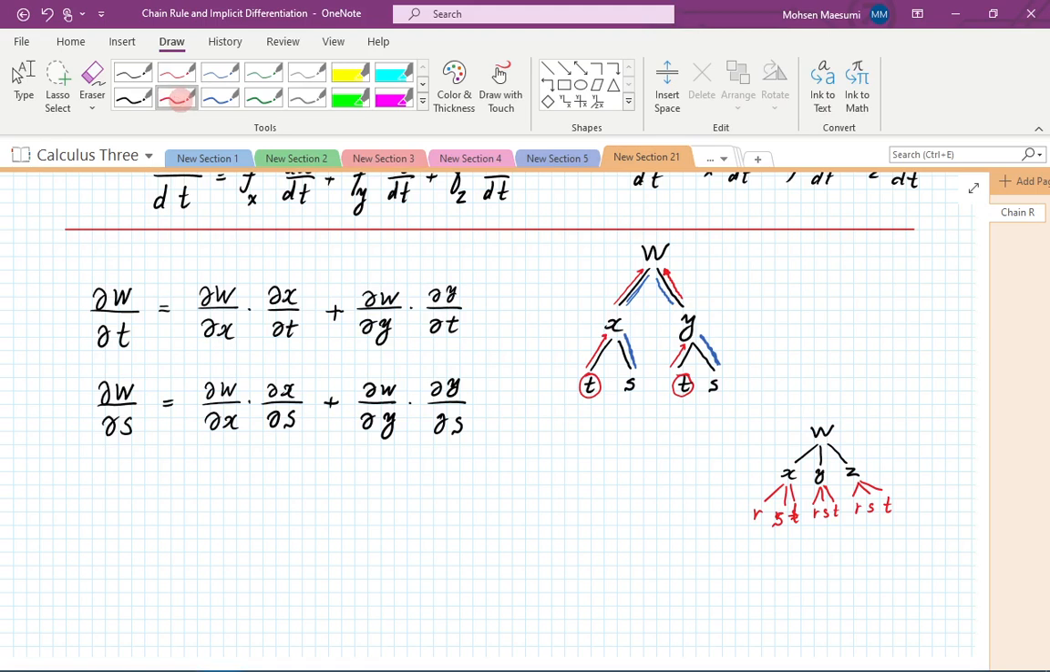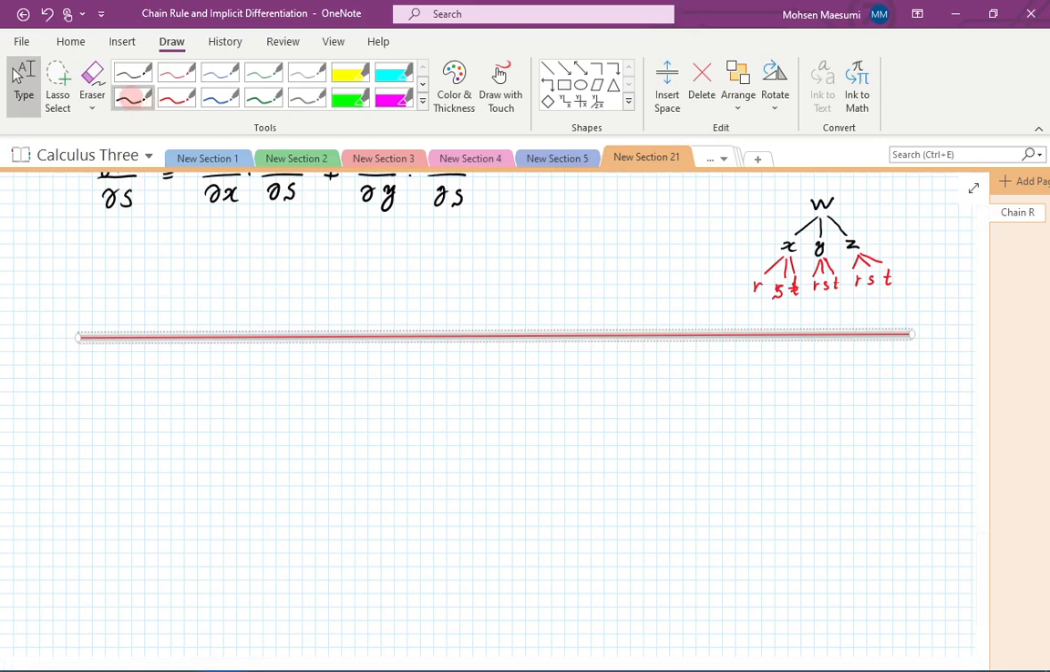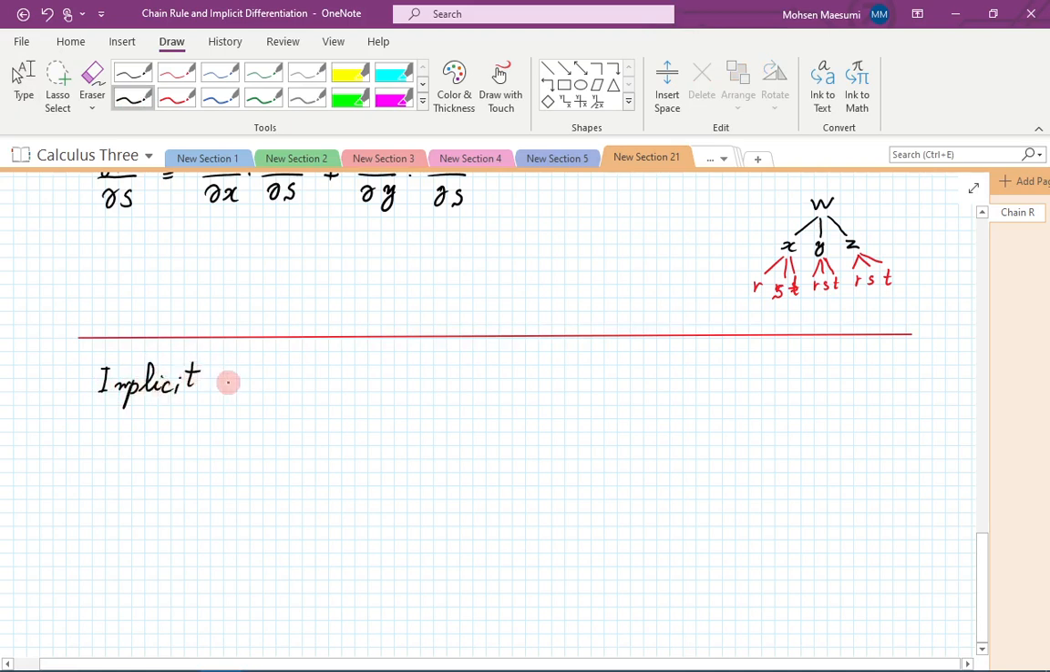Okay, now there was one topic showing up toward the middle of Calculus 1 called implicit differentiation. Let's go ahead, review that, and then see how that works in higher dimension. Implicit differentiation: suppose you have a relationship between two variables, but the relationship is not easily expressible in terms of one of them.